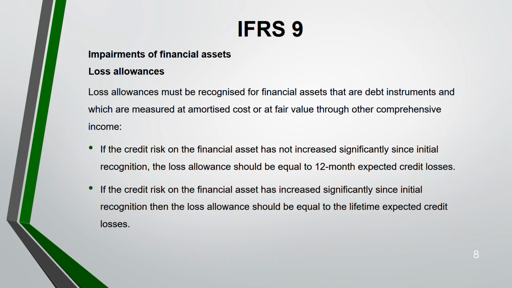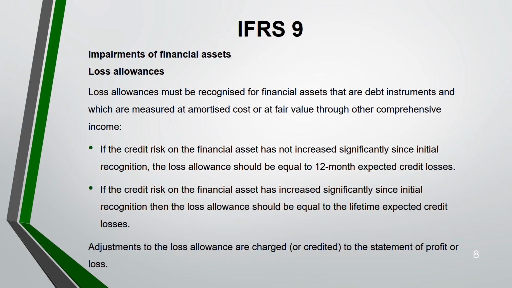So it's about credit risk increasing significantly or not. If not significant, 12-month; if significant, lifetime. That's it. Adjustments to the loss allowance will be credited to the statement of profit and loss. Okay. Like how we adjust provision, under provision, over provision, how we adjust bad debts for receivables, we recognize in profit and loss. Same way, loss allowance for financial asset also will be recorded in profit and loss.